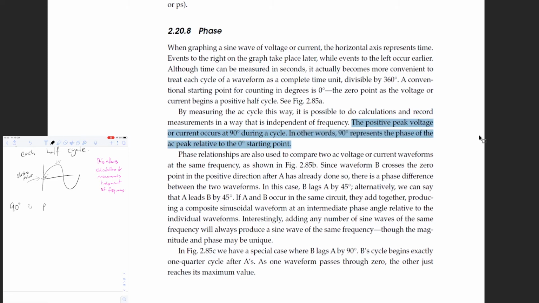90 degrees is positive peak voltage. In other words, 90 degrees represents the phase of the AC peak relative.